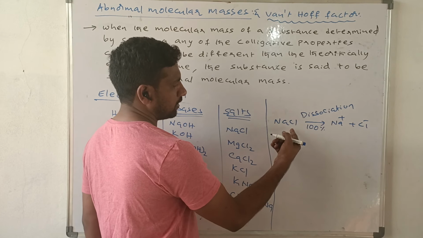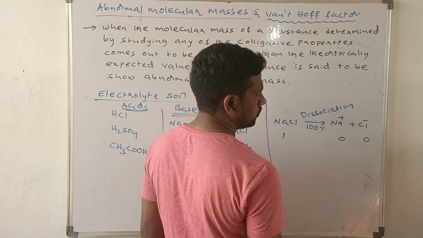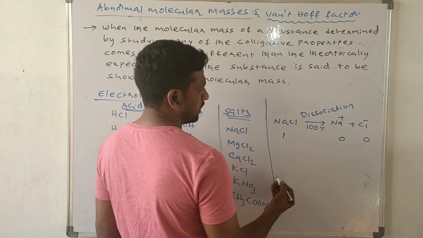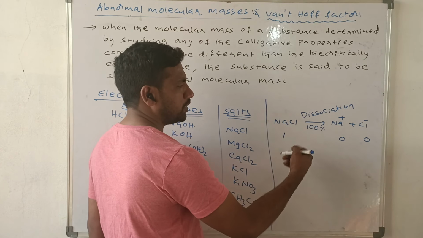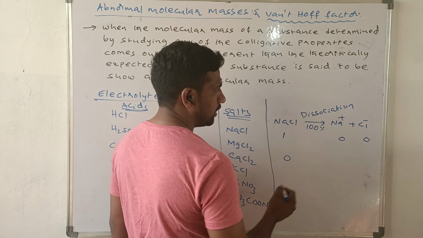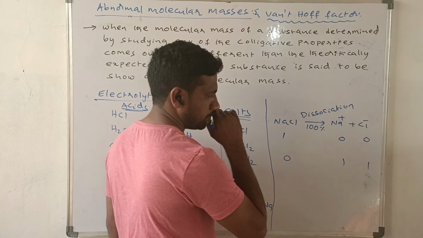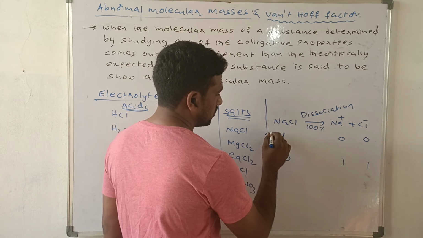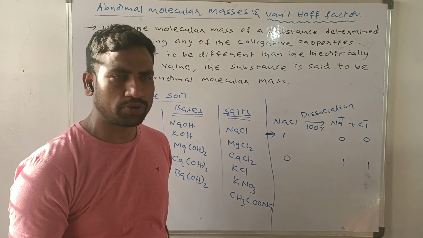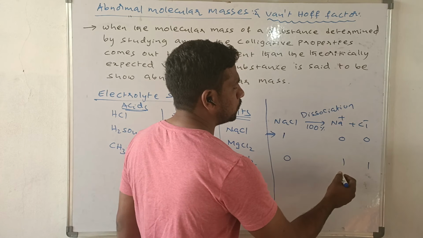One molecule of sodium chloride is taken here. There is no sodium ion, there is no chloride ion. After some time, if it undergoes 100% dissociation, there is no sodium chloride left, and one Na+ ion and one Cl- ion are there. In the initial state there is only one molecule, but after complete dissociation there are two particles.